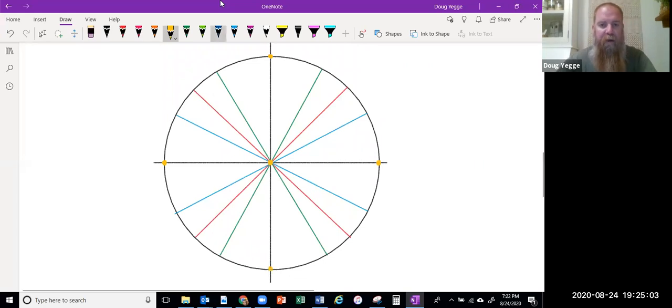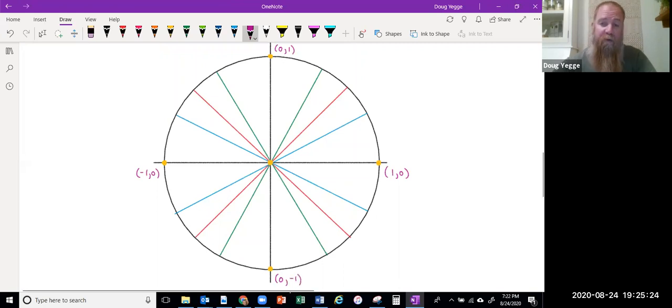So we should realize that on the positive x-axis, this point is 1, 0, and this point on the negative x-axis is negative 1, 0. And since the x coordinate is 0 up here, this is the point 0, 1, while this is the point 0, negative 1.